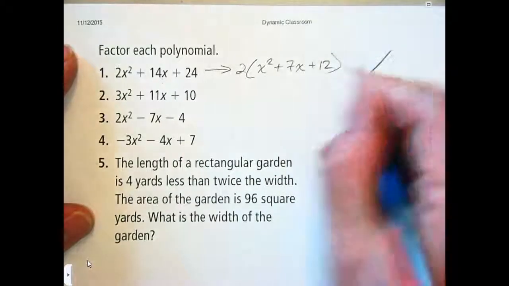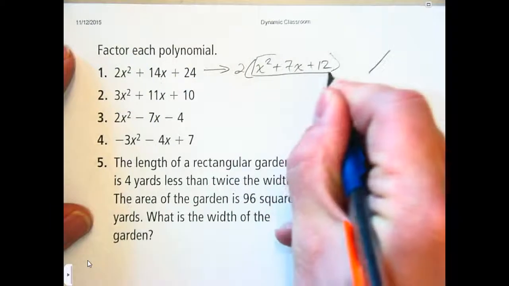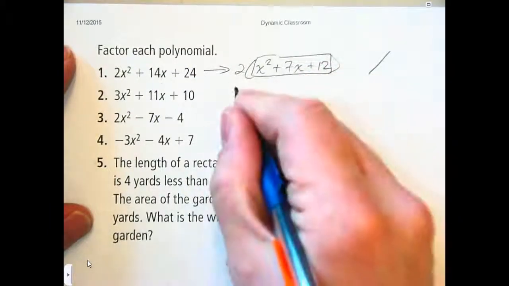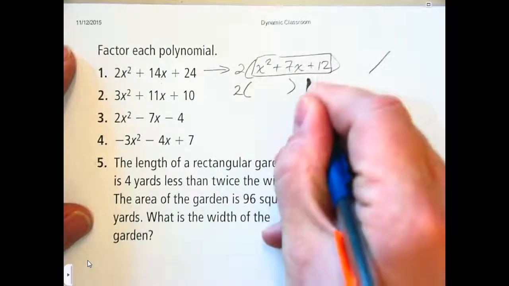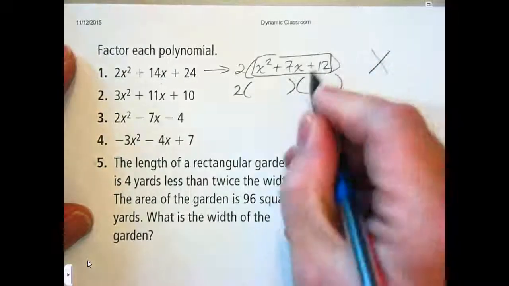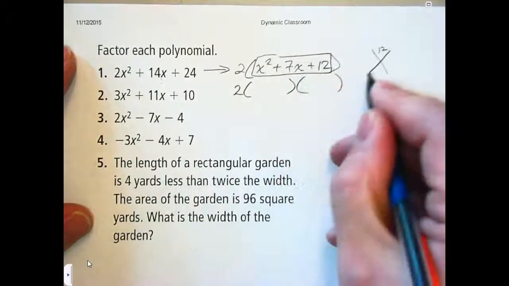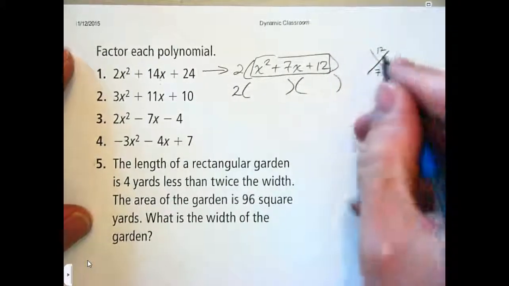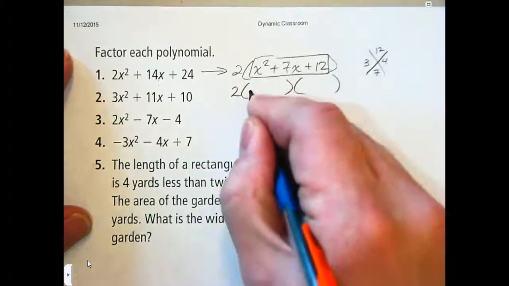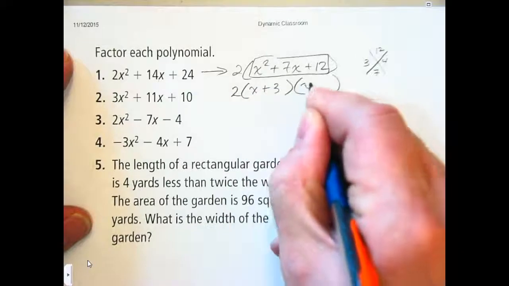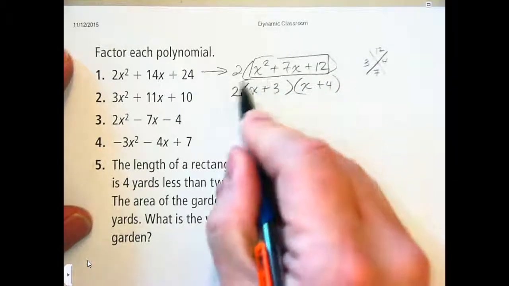And then you're looking to factor just the quadratic in here. We kind of ignore the 2 for a minute. It just kind of carries down with it. And then 2 things that make 12 and add to 7 in this case are 3 and 4. So you get x plus 3, x plus 4. You have now factored that completely.